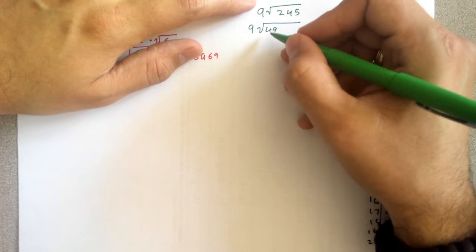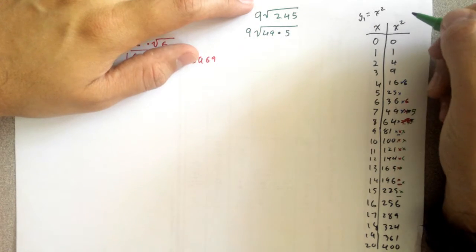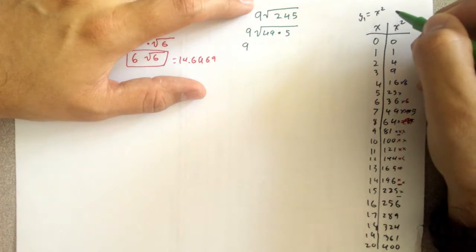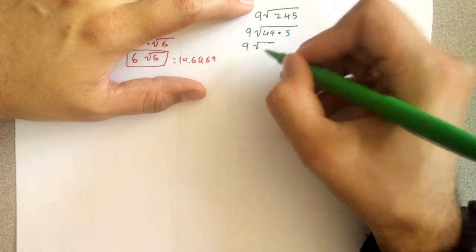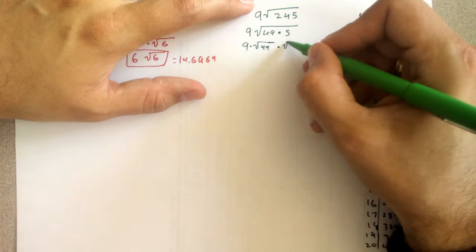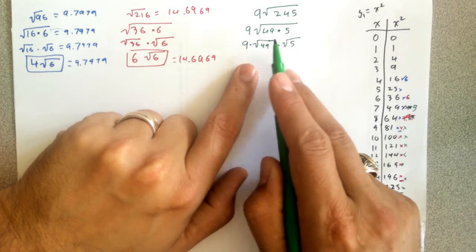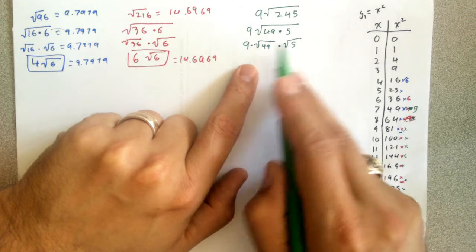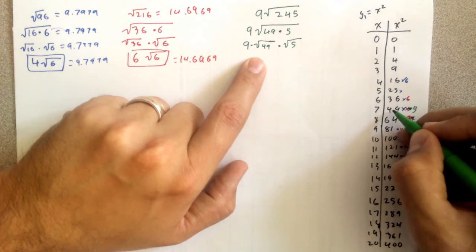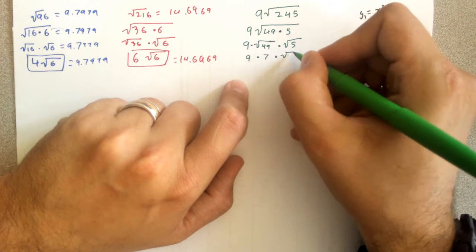49 is that winner, that's why it goes first, times 5. Then from here we're going to keep that 9 out in front. We're going to separate the 49 off, and then multiply by the square root of 5. So we have 9 times the square root of 49 times the square root of 5. I know 49 is my special number, it's that winner. The square root of 49 is 7. So we have 9 times 7 times the square root of 5.